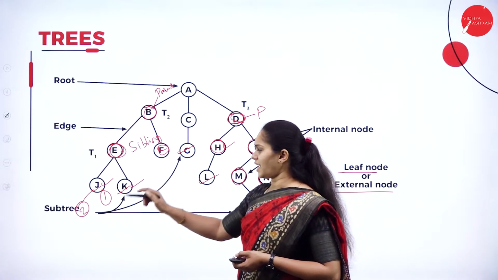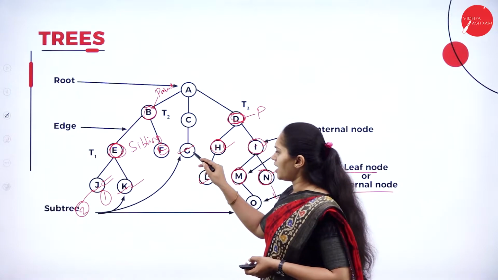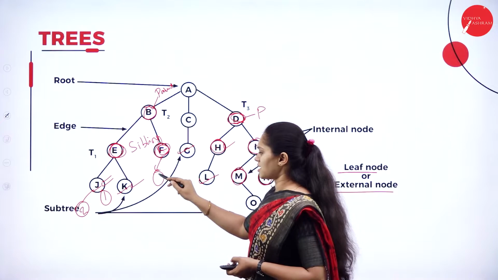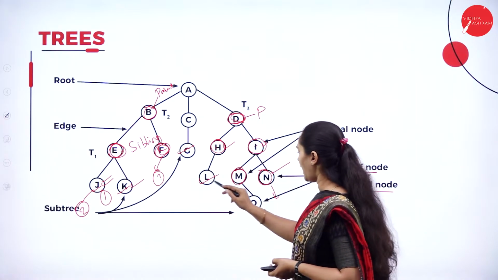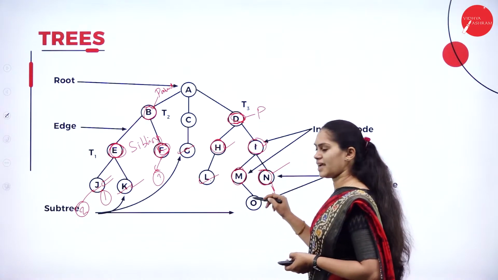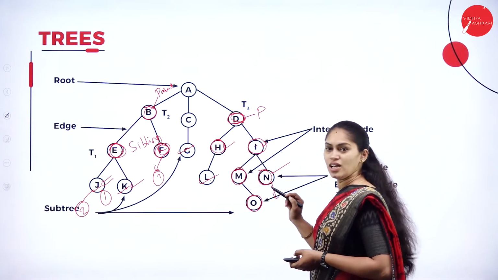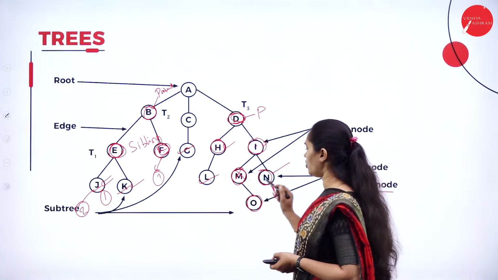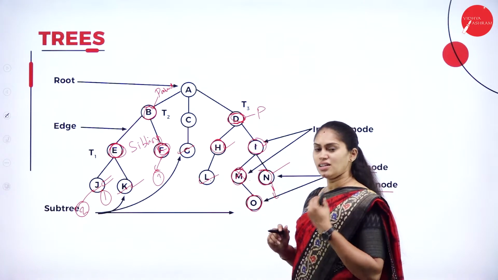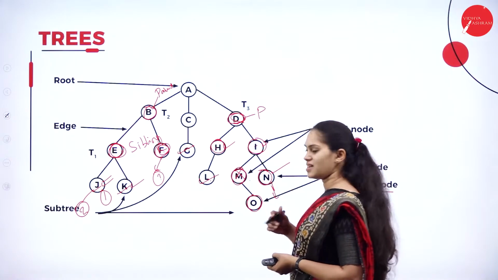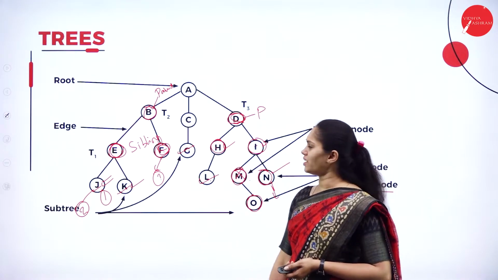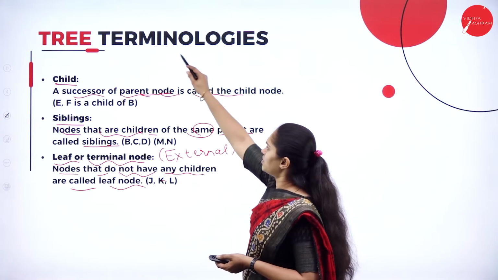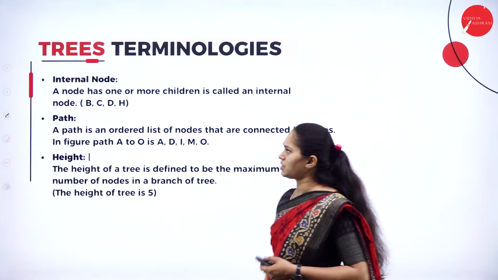So as of now, the examples are what? J, K, and also F we can consider, because this F doesn't contain any successor here, and also G, L, and we can take N. I can't take M. Why? Because it has one child called O. That is the reason we can't consider M as a terminal node. This N is also considered as a terminal node or external node. Why? Because it doesn't contain any child or children here. So these are some more terminologies with respect to trees. Next we'll also see some of the terminologies.